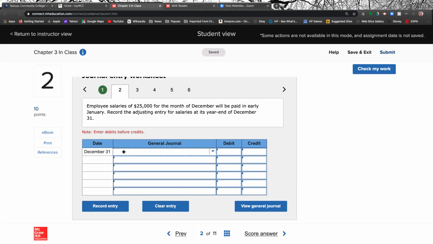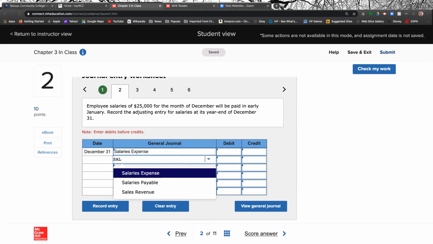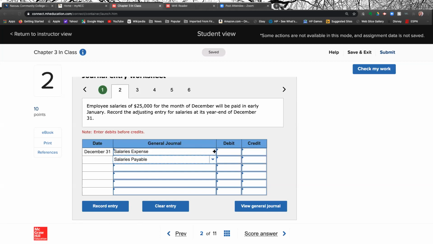Salaries. Now, as soon as you see salaries, what should you be thinking? What adjustment gets made for salaries? Debit salaries expense, right? And credit salaries payable. Right, now we'll work on the math. Employee salaries of $25,000 for the month of December will be paid in early January. But we don't even have to do any calculation there. They gave us a number. Right? That was almost too easy, right?